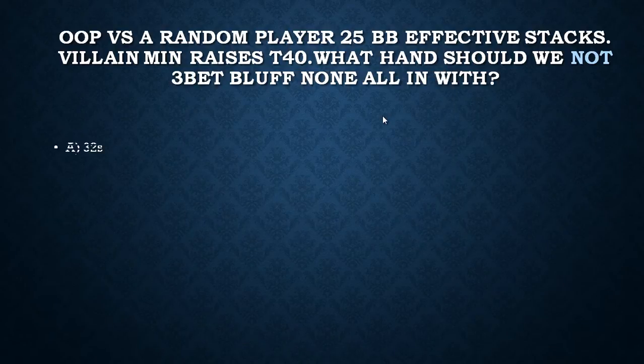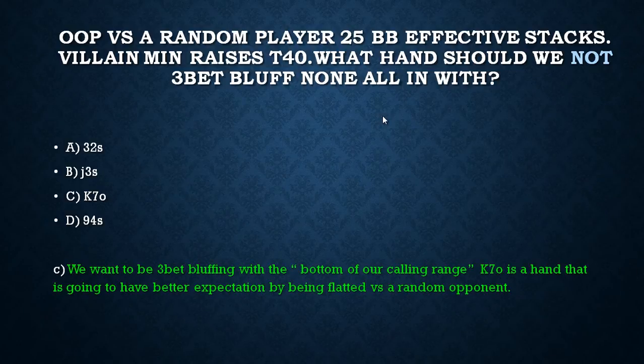So let's see here. It's going to be A, 3-2 suited, B, Jack 3 suited, C, King 7 offsuit, or D, 9-4 suited. So once again, what hand should we not 3-bet bluff not all in with? I'll give you guys a few seconds, and we'll figure it out in a little bit. Alright, here we go. The answer is going to be C.